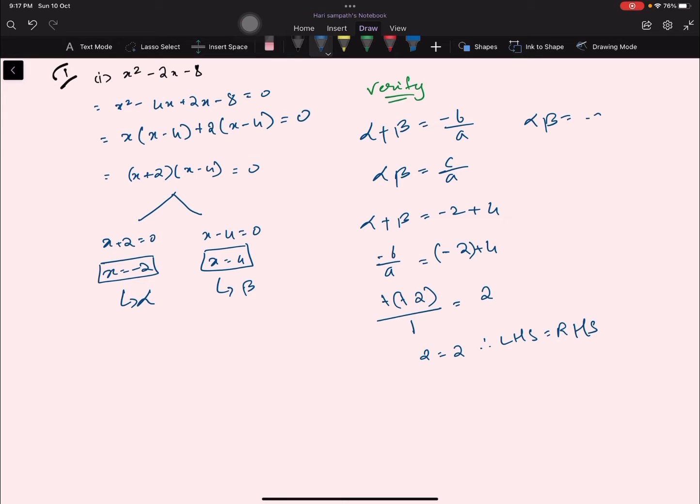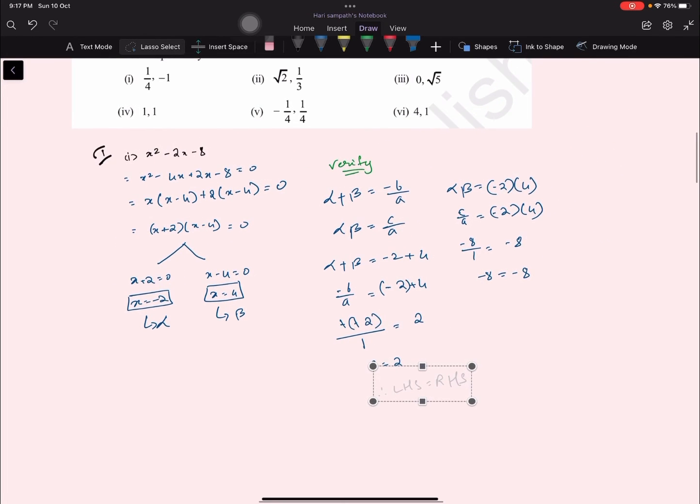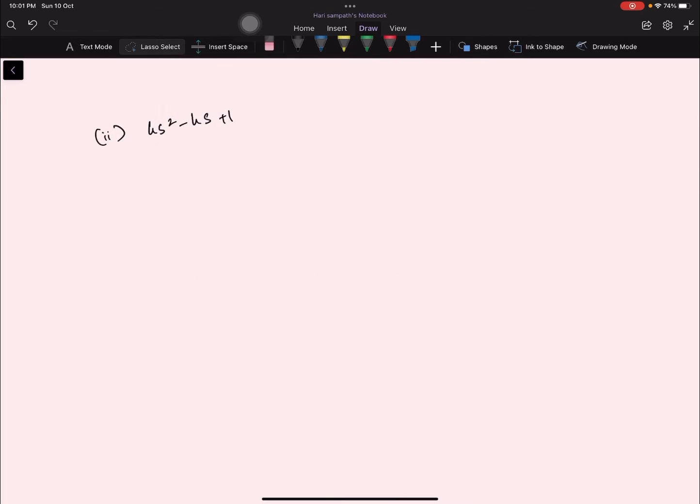So alpha into beta is minus 2 into 4. So c by a equals minus 2 into 4. That will be minus 8 by 1, which is equal to minus 8. Minus 8 equals minus 8. Therefore you just have to write this: LHS equals RHS. Hence proved. This is the first question. Let's move on to the second one.